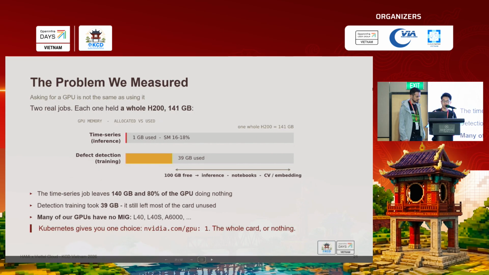We can use it for more notebooks. We can use it for computer vision or embedding jobs. The detection took only 39 gigabytes of VRAM because we sized it on purpose. And remember that the H200 has MIG, but many of our GPUs have no MIG at all, like the L40 and the A6000. And the default of Kubernetes gives you one choice, nvidia.com/gpu: 1, the whole card or nothing.